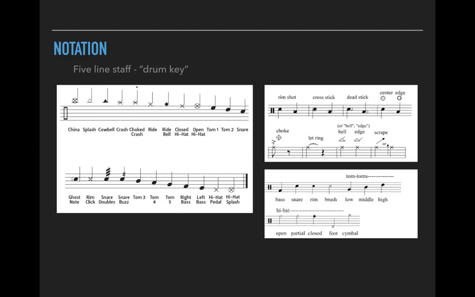You can get really bogged down with the symbols, but do know where the basics are. Take a look where snare drum is. Take a look where bass drum is. Take a look where toms are. Take a look where cymbals are. In general, these are pretty much universal.